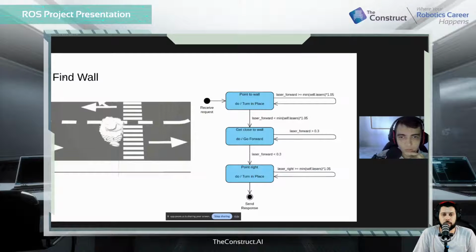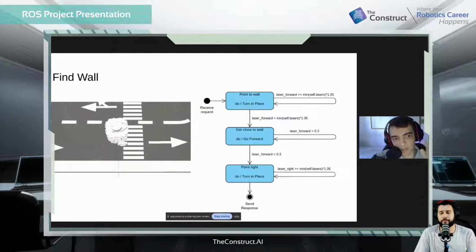The find wall service works by receiving a request, and then the robot starts rotating until the laser forward, which is the laser right in front of the robot, is between the 5% smallest lasers in the whole set. When the laser forward is in the top 5% smallest, it means it's in front of the shortest distance to the wall.